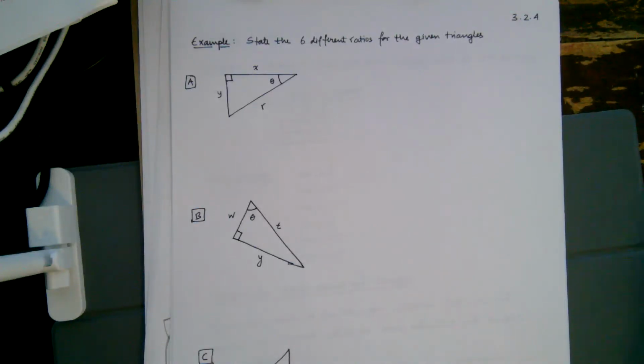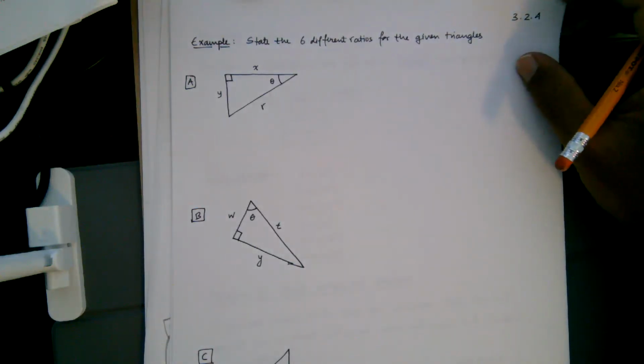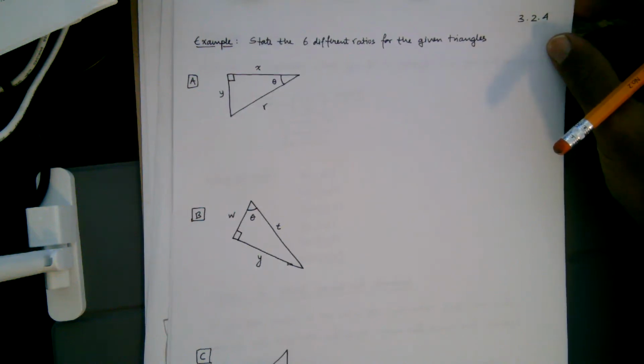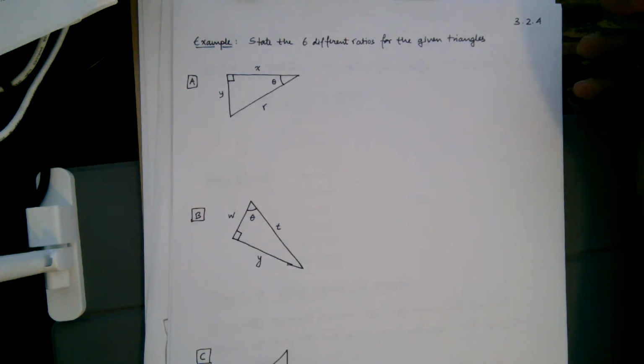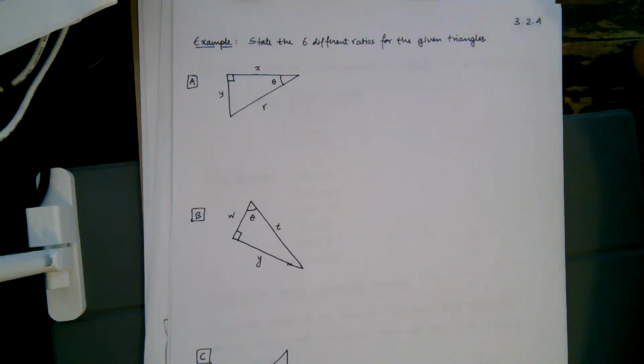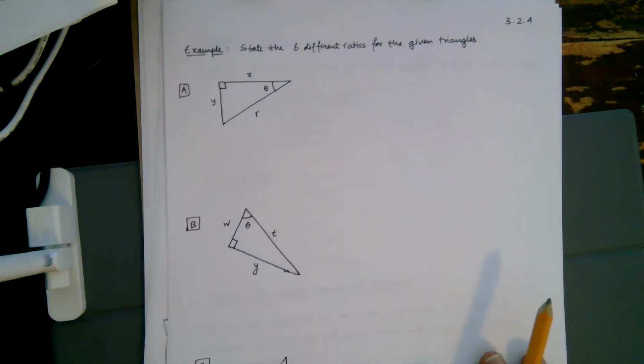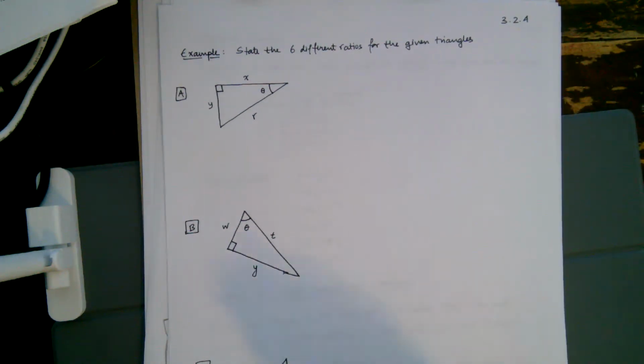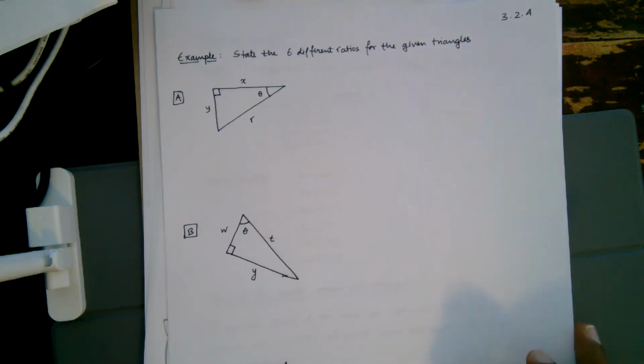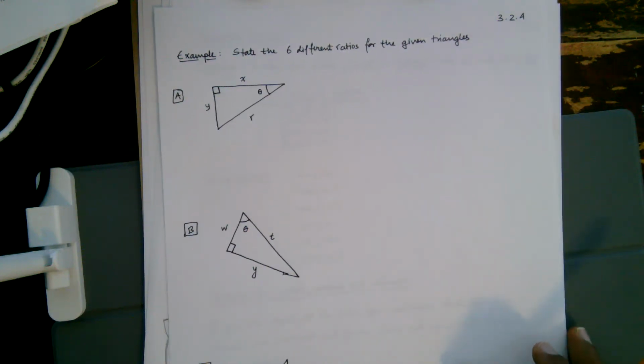Hi everyone. In the previous video we learned about trigonometric ratios and how if you have three sides you can make six possible ratios, of which three are reciprocals of the other three. So here I'm going to show you some examples for problems which ask you to state the six different ratios.